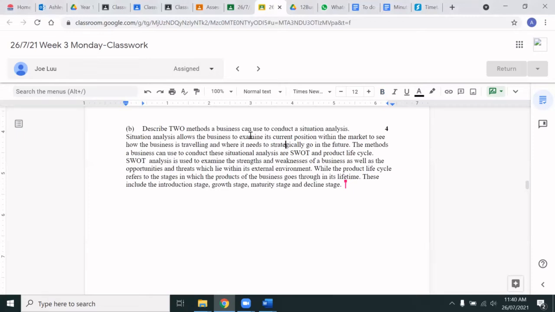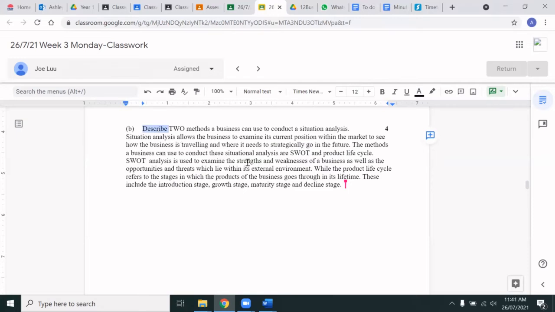Describe 2 methods a business can use to conduct a situational analysis. So there are only 2 things you've got here, which Joe has identified well: SWOT analysis and I'd say product life cycle, which is good. Yep. Okay. So excellent. SWOT analysis and product life cycle. So they're the 2 we needed. Now it's a description question. So it's not an identifier and it's also not an outline. So it's not sketch in general terms. It's description, provide characteristic and features.